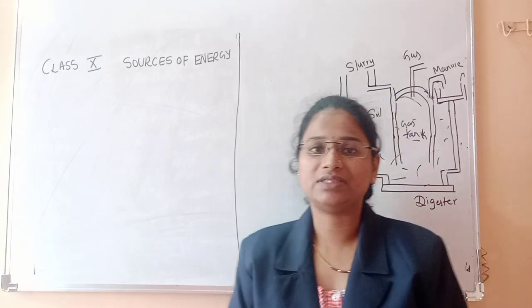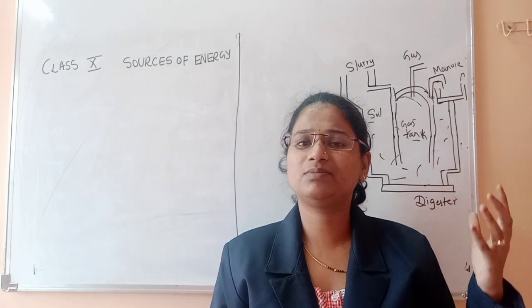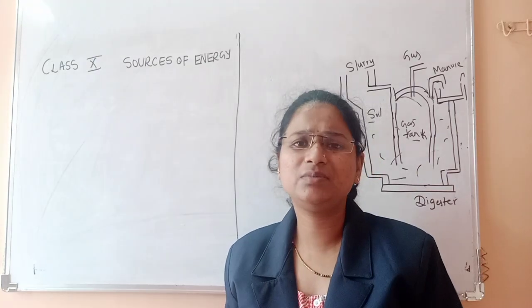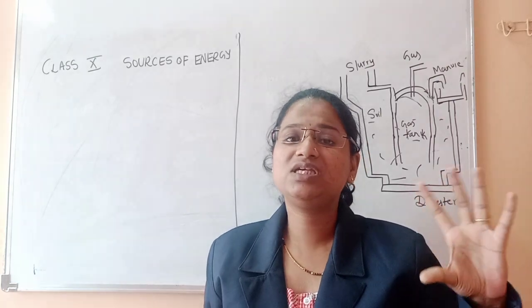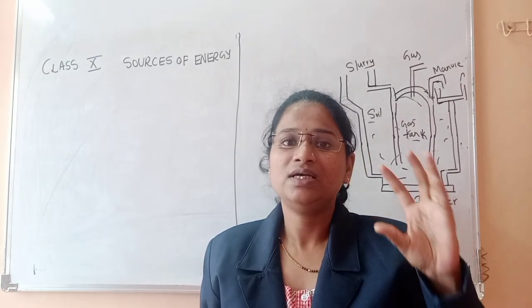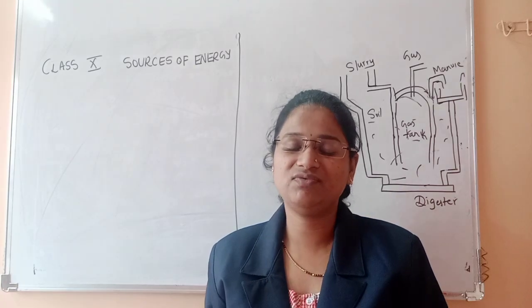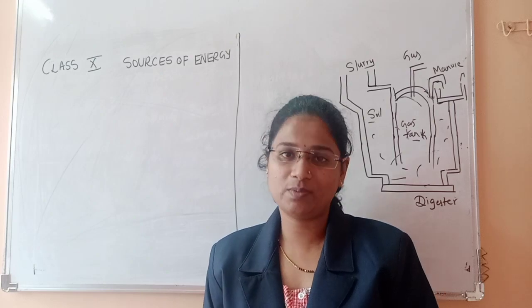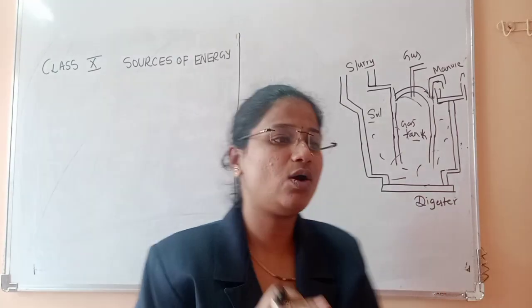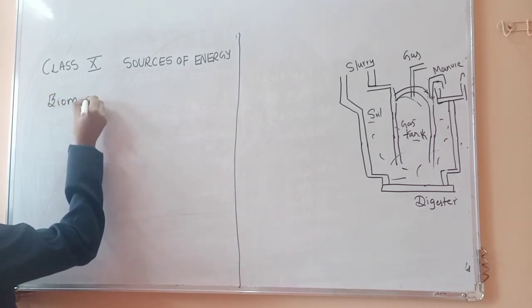Here, the organic materials or waste might be human waste, animal waste, or vegetable peels and fruit peels. These wastes will produce a certain amount of energy which can be used for various purposes. That is called biomass. What is biomass? The organic waste of a living matter. Biomass means living matter.